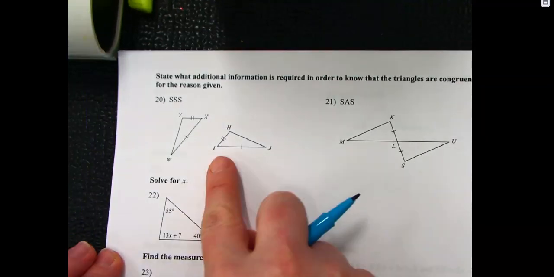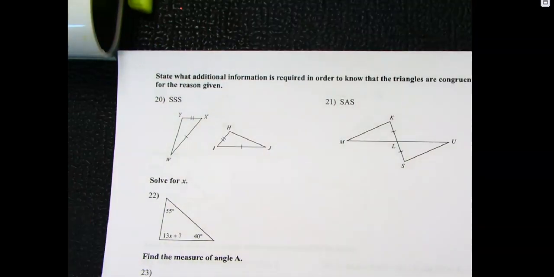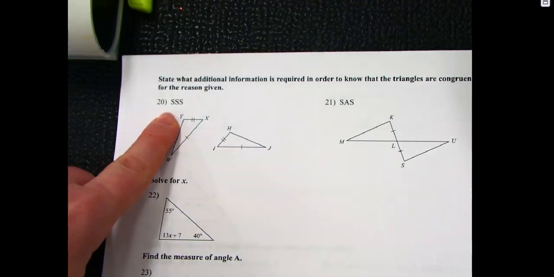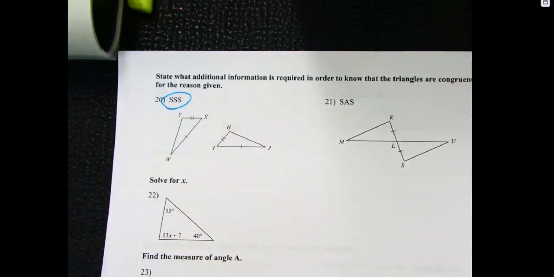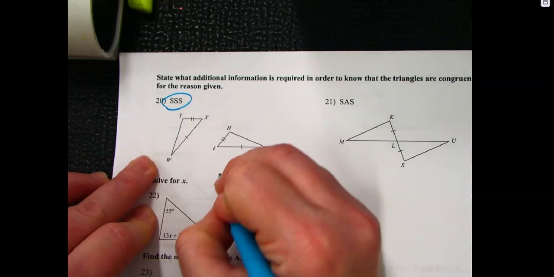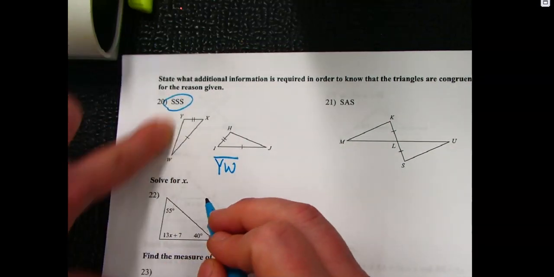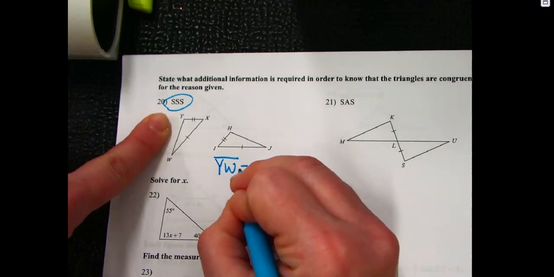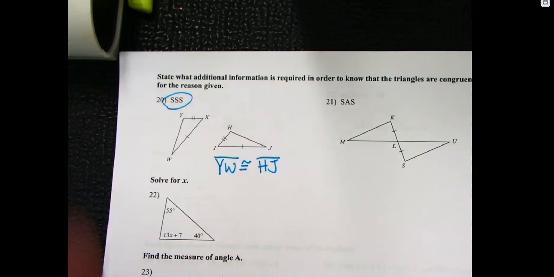Okay, on this one it says, what additional information is required for us to know that the triangles are congruent for a given reason? Okay, sorry. So we want this to be side, side, side. So what do we need to know? We need to know that segment WY over here is congruent to HJ. That's what we need to know. If we knew that, then that would be true.